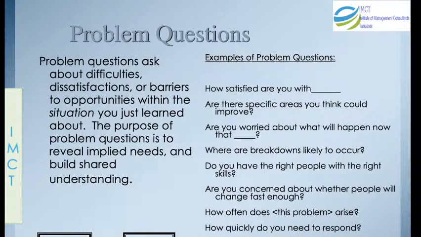Now, normally problem questions might be about difficulties, what the client is seeing, dissatisfaction, what areas of dissatisfaction the client has, barriers within the situation you just learned about, because you need to get your homework done. The purpose of the problem question is to reveal implied need, and build shared understanding. Questions like, how satisfied are you with the current business? How satisfied are you with the market share? Are there specific areas you think could improve? Are you worried about what will happen now that the stock markets are tanking? What breakdowns are likely to occur? Do you have the right people with the right skills in your organization? Are you concerned about whether people will change fast enough?